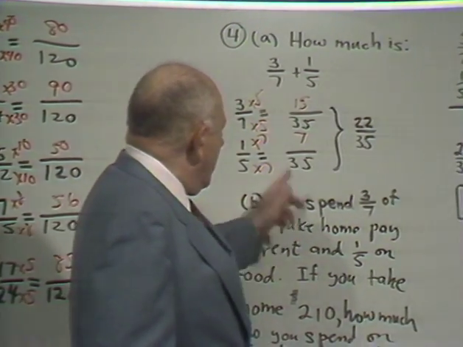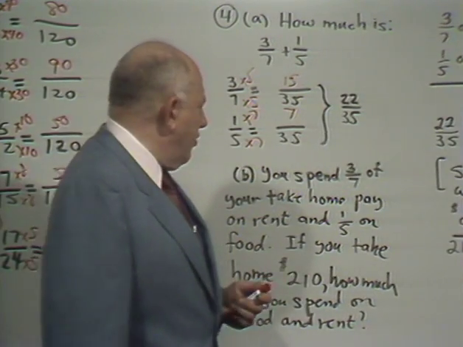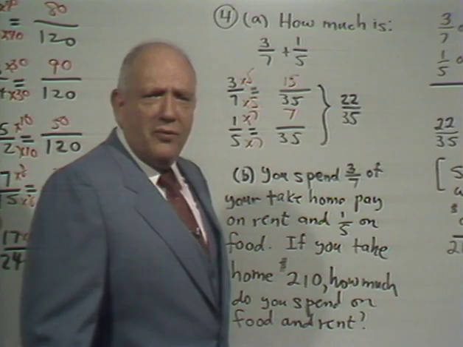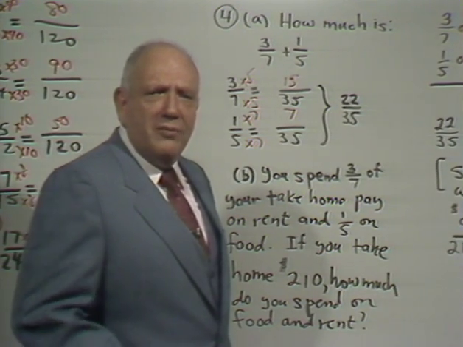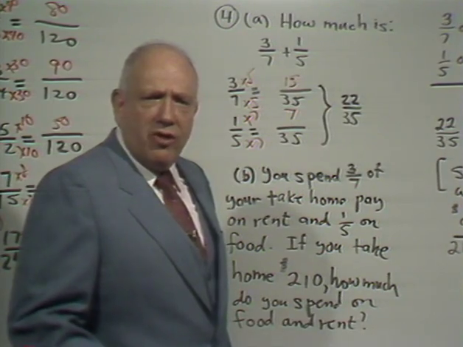Here's another one. You spend 3/7 of your take-home pay on rent and 1/5 on food. I'm just making those numbers up. I don't know what you spend. But whatever it is, you may not even know. That's sometimes why people go broke. They just spend and don't realize that when you're spending more than you're making, you're going to have a deficit. But basically, that's what budgeting is all about.